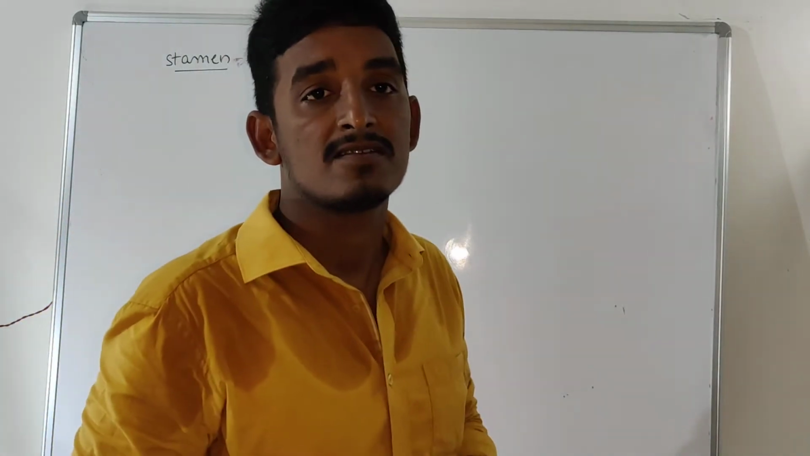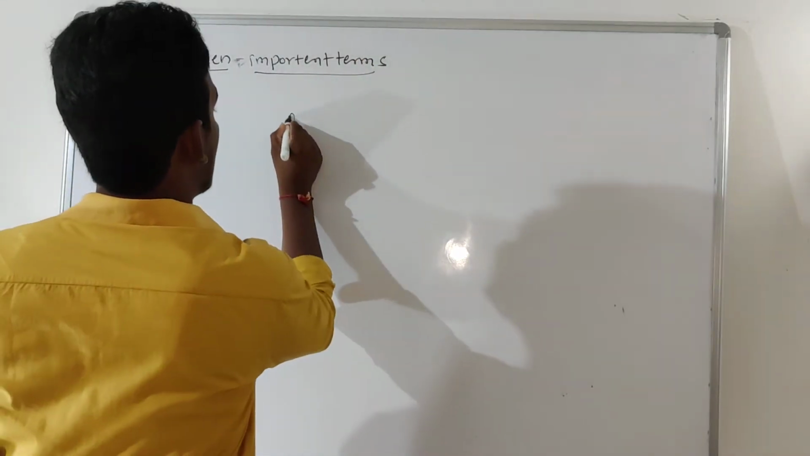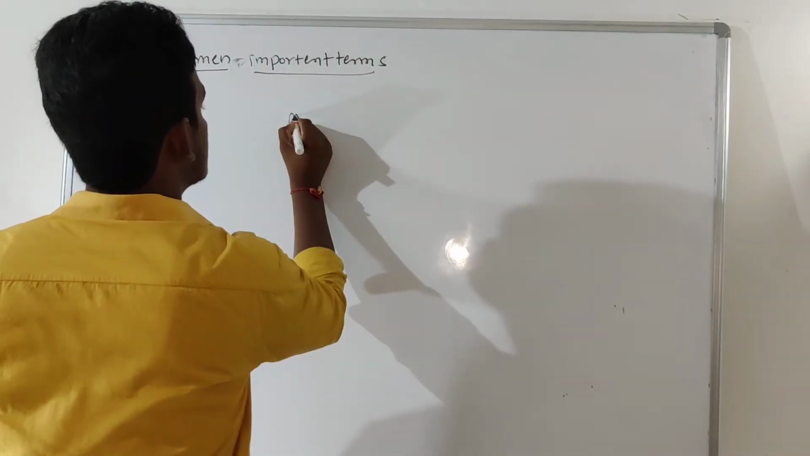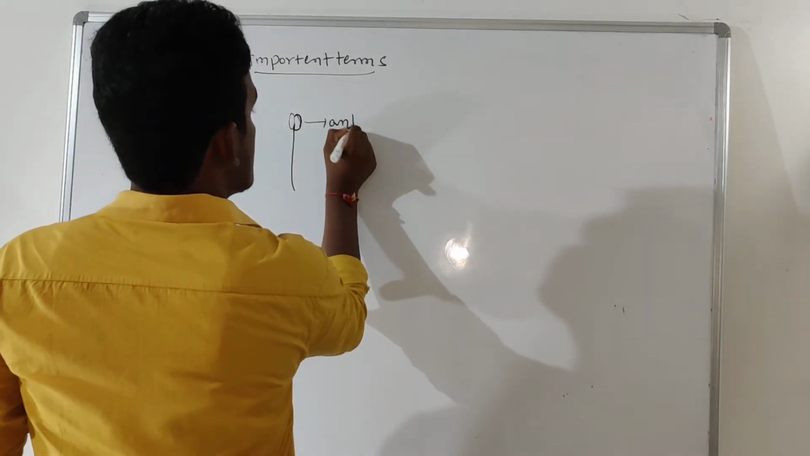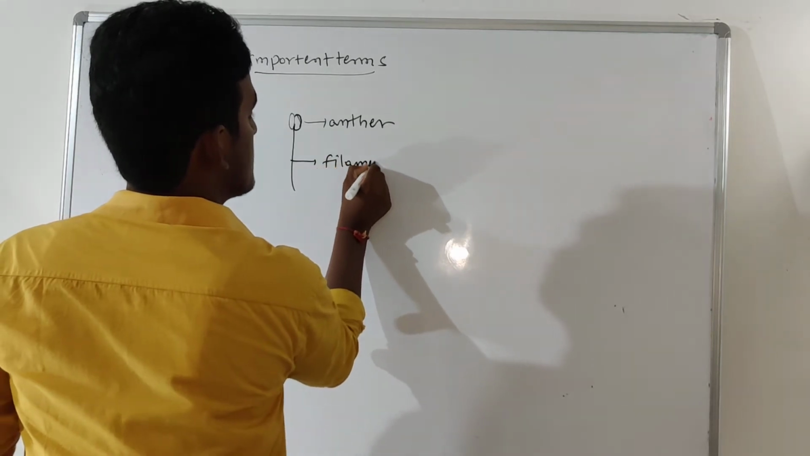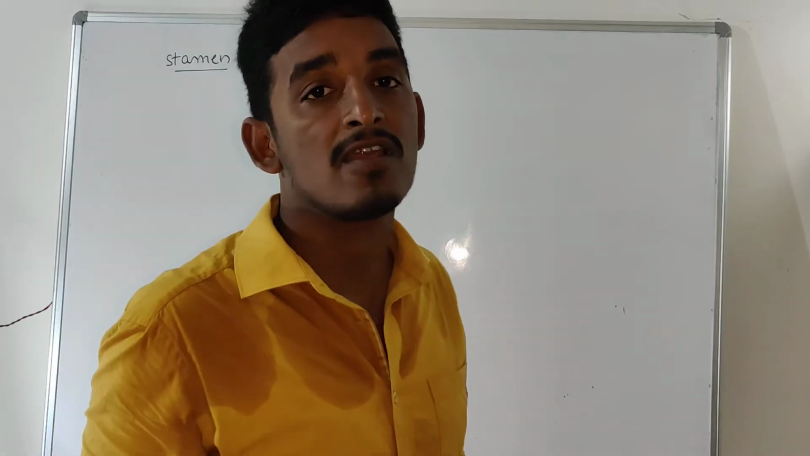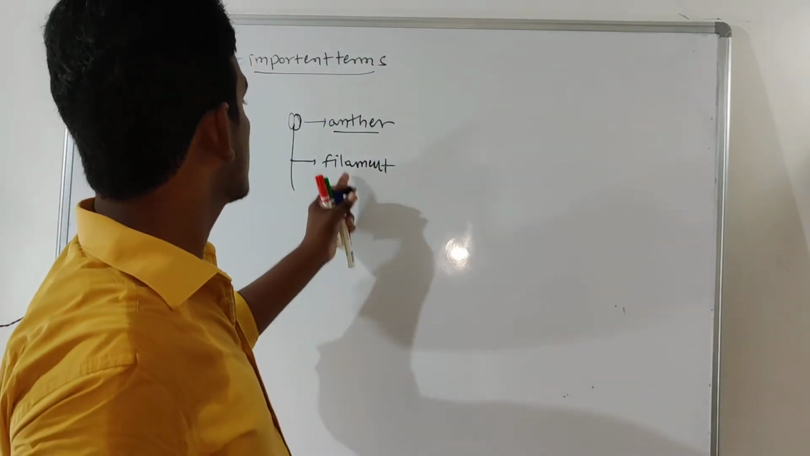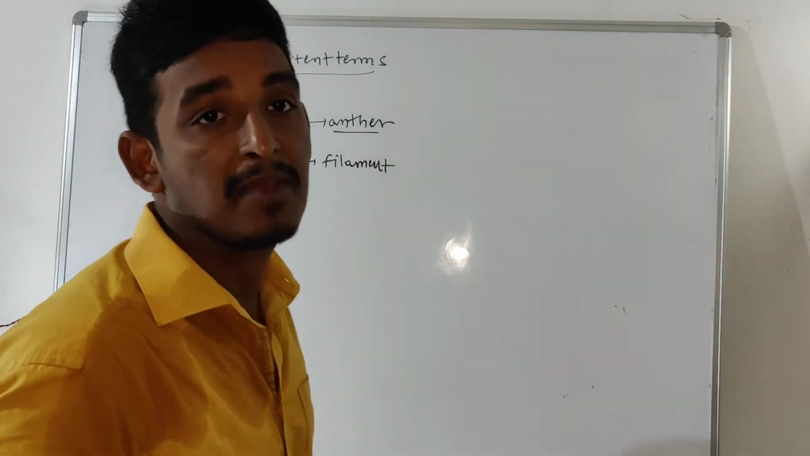So what is a stamen? The stamen is the male reproductive part of the flower, right? It has mainly two parts: one is the anther and the other is the filament. The function of the anther is to produce pollen grains, and the filament gives support to the anther. So that is about the stamen.